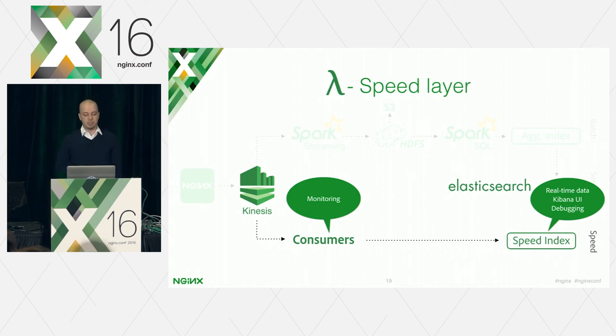We have the consumers, and the consumers at the moment are just simple Java applications that read the data from Kinesis and store it one-to-one in the speed index. The only thing is that we want to build much more in this part of the architecture and of the pipeline. Here we just want to build monitoring and a lot of tools that will allow us to understand the traffic and send notifications in case something goes wrong, before other tools find out that something is not correct in the pattern.